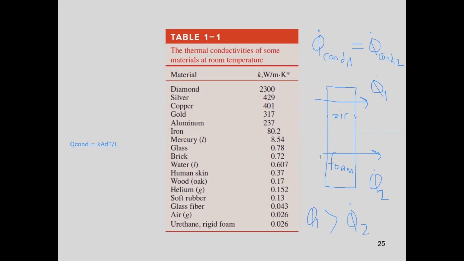So in the case of air, we will learn that there is also convection and radiation through the wall because it is a gas. In the case of foam, the only form of heat transfer through the wall is conduction, okay? Therefore, Q dot 1 is greater than Q dot 2. Q dot 1 includes conduction, convection, and radiation, all of them, because air is a gas. But in the case of foam, there is only conduction. Therefore, we have this answer.